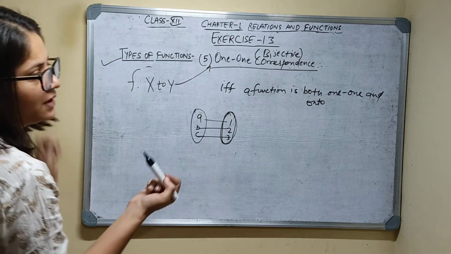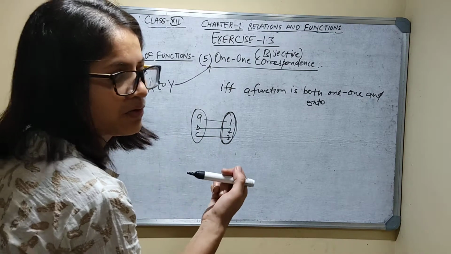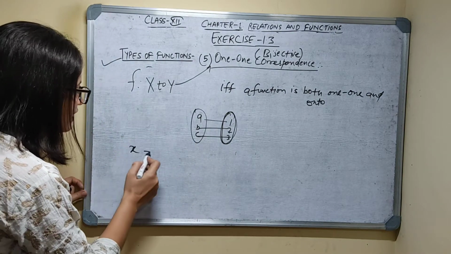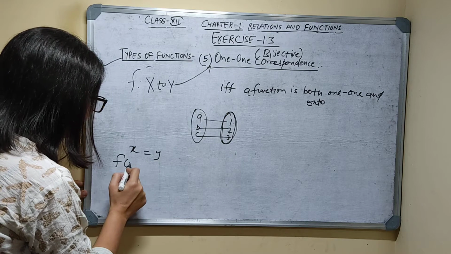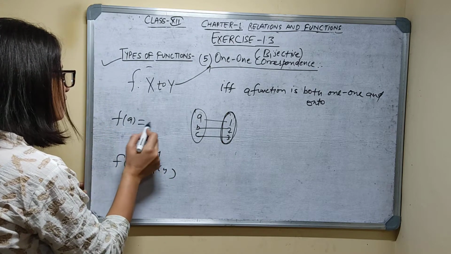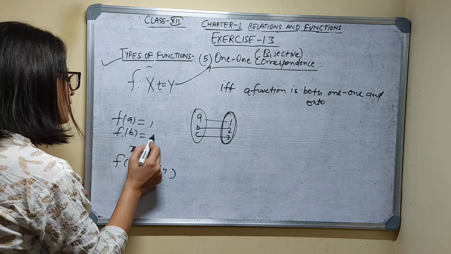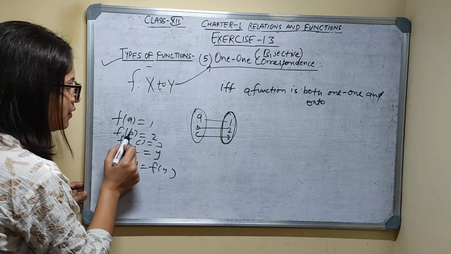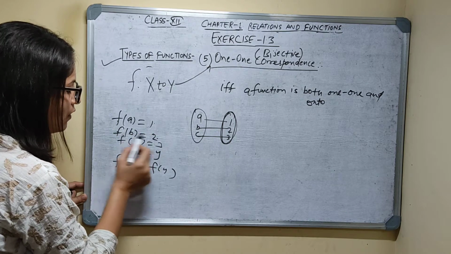A is not equal to B is not equal to C, so F of A is not equal to F of B is not equal to F of C. If X is equal to Y, then only F of X is equal to F of Y. Here you know F of A is equal to 1, F of B is equal to 2, F of C is equal to 3. So A is not equal to B, so F of A is not equal to F of B.